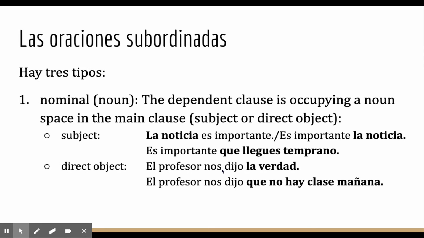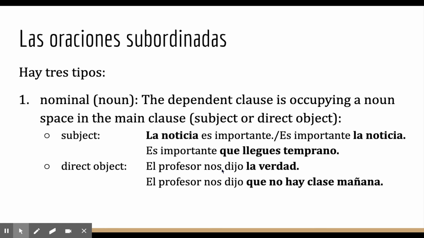So that means that the whole clause, the sentence fragment, is functioning as the subject or the direct object of the verb. So la noticia es importante, the subject is la noticia, but we can replace la noticia with a subordinate clause. So instead of saying the news is important, we could say it's important that you arrive early, or that you arrive early is important. And now that whole phrase is our subject. Or we do the same thing with a direct object.